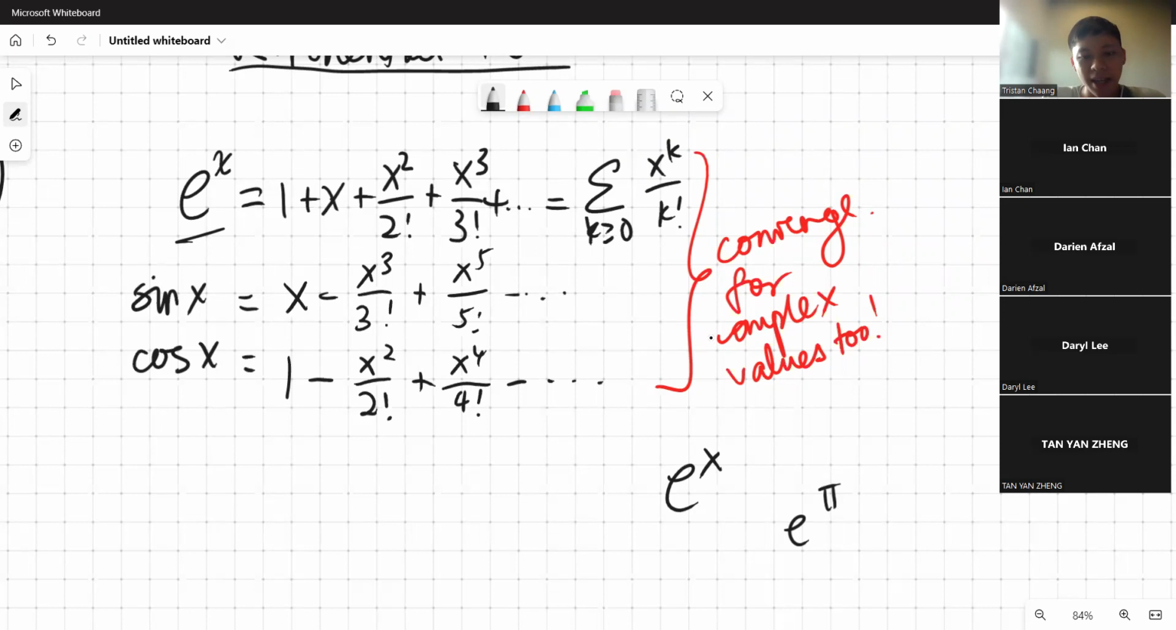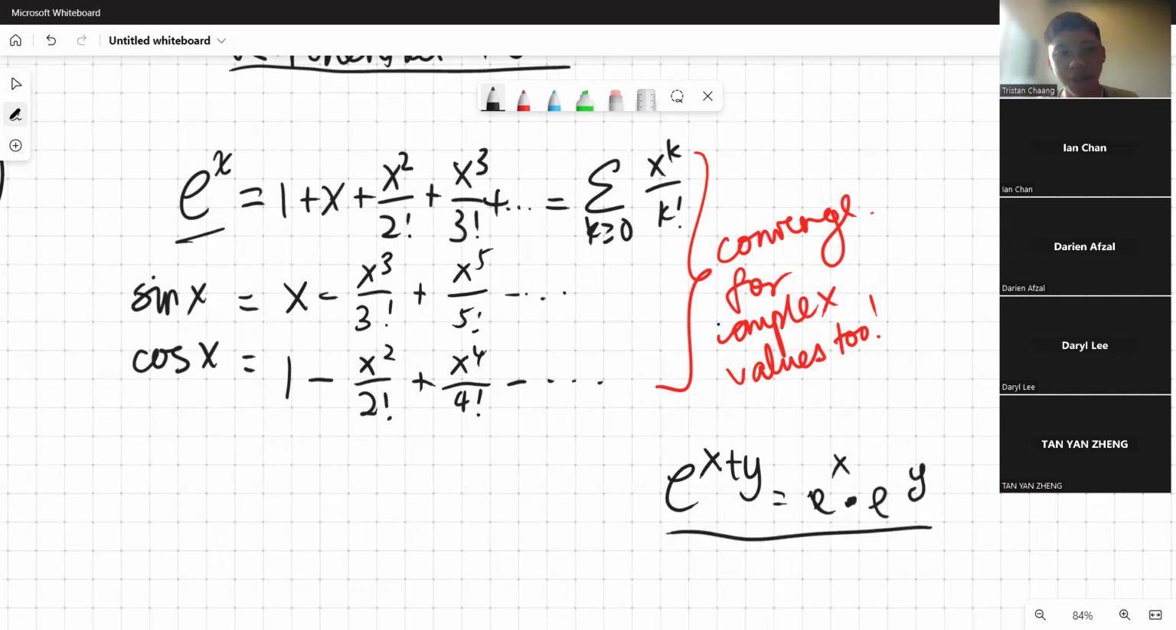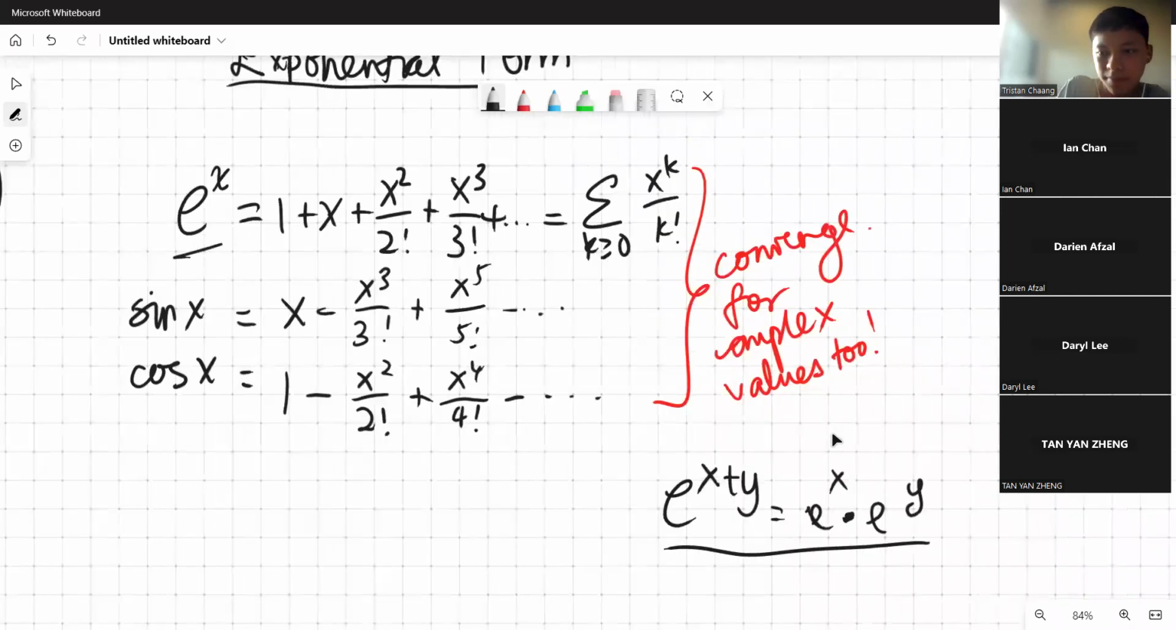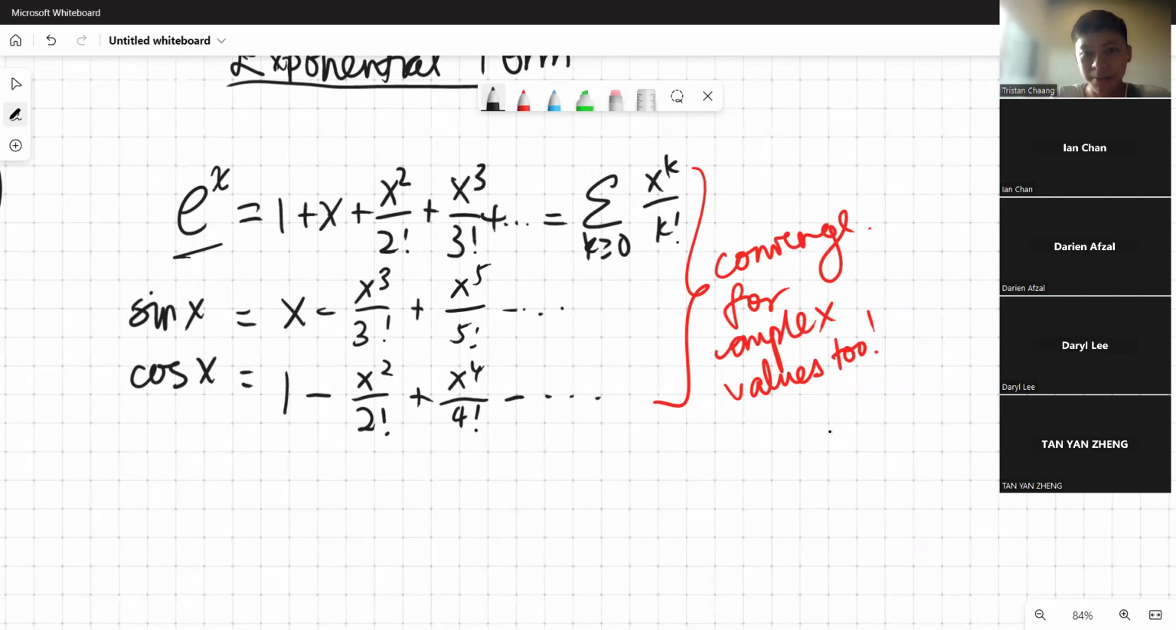But rather, it will be a function that satisfies this: e to the x plus y equals e to the x times e to the y. So from now on, think of this e to the power of x as just a function. Don't think of it as some literal number raised to some power, because that doesn't make sense anymore when you plug in some non-integer values, right? Just think of it as a function that satisfies this property. So now, the point is, you can plug in complex numbers.